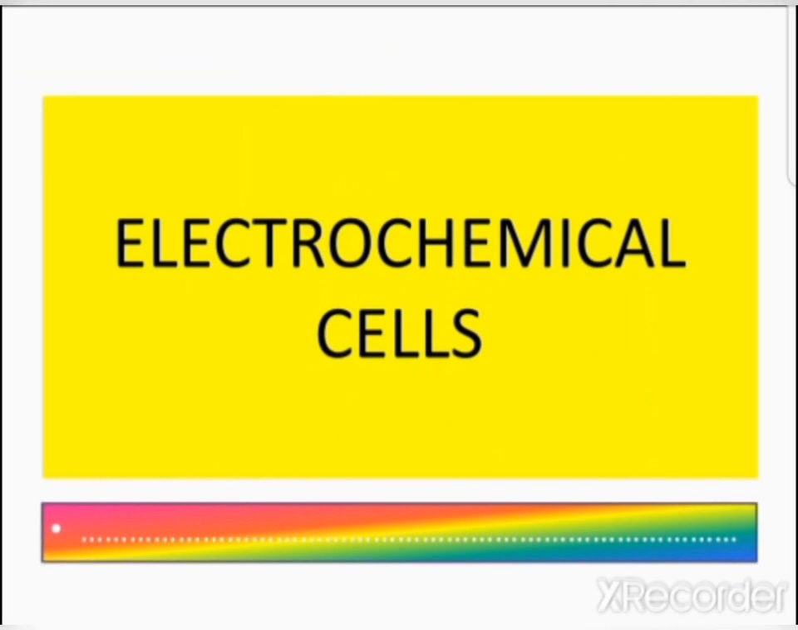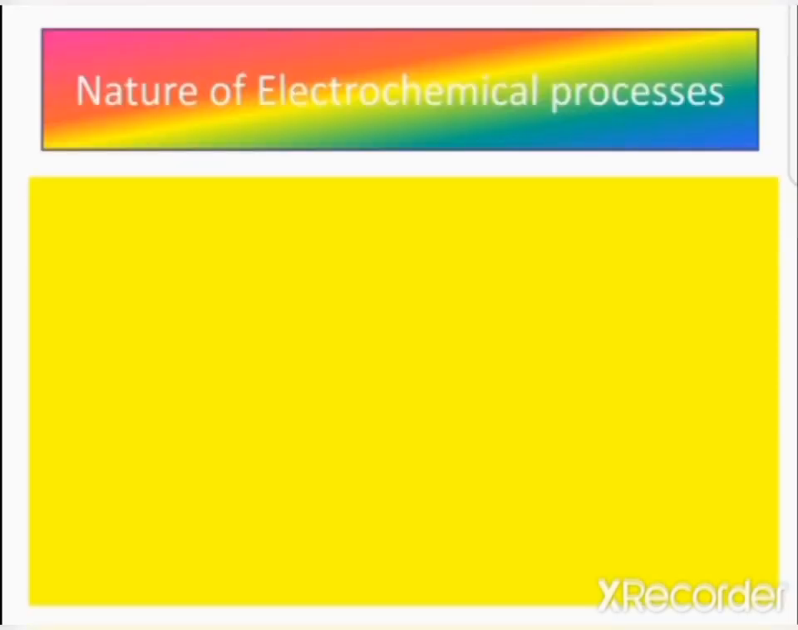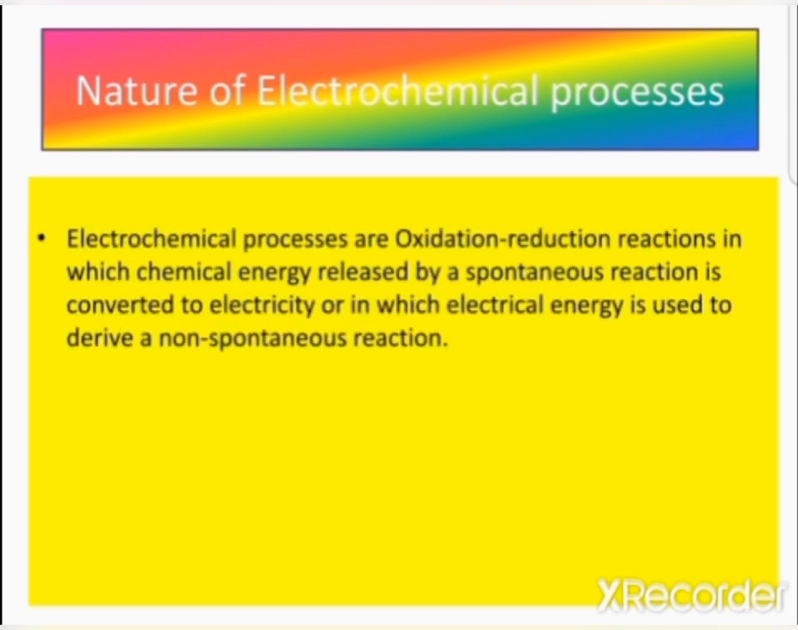Next topic of our today's lecture is electrochemical cells. Now let us study electrochemical cells in detail. Nature of electrochemical processes. Electrochemical processes are oxidation-reduction reactions in which chemical energy released by a spontaneous reaction is converted to electricity, or in which electrical energy is used to drive a non-spontaneous reaction.